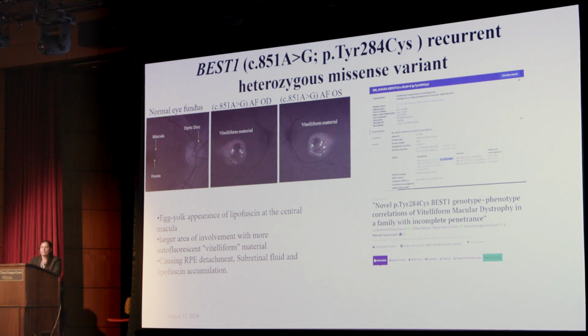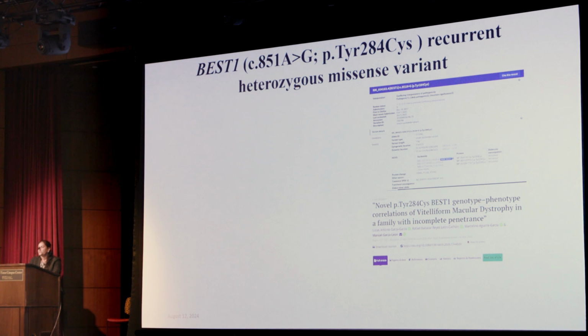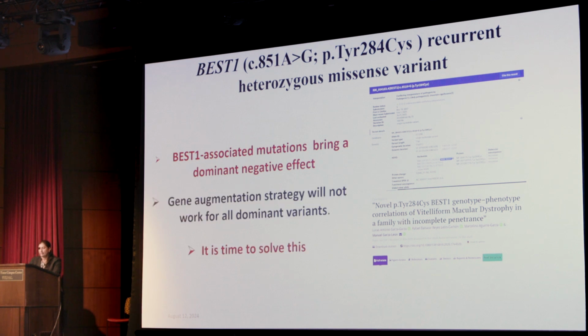This variant has been identified in Australia as well as in Mexico. So this is a recurrent missense variant. Since most of these variants bring a dominant negative effect, although we have one normal copy, the mutant copy is always dominant. There is a possibility to treat this disease with gene augmentation, but that will not work for all of the dominant variants. So now it's time to solve the problem.